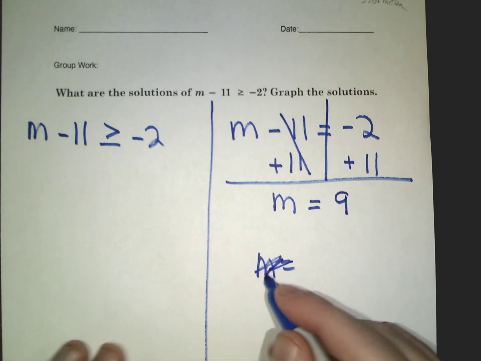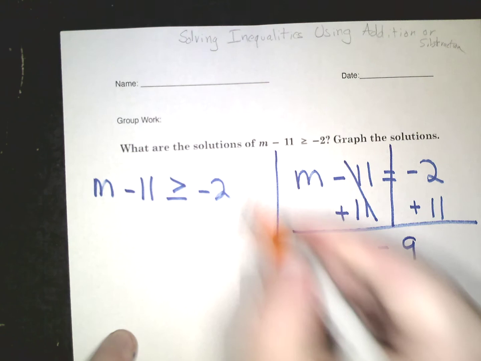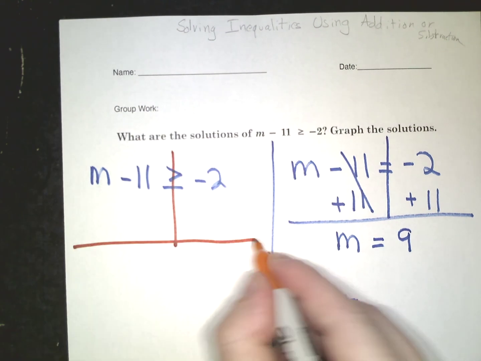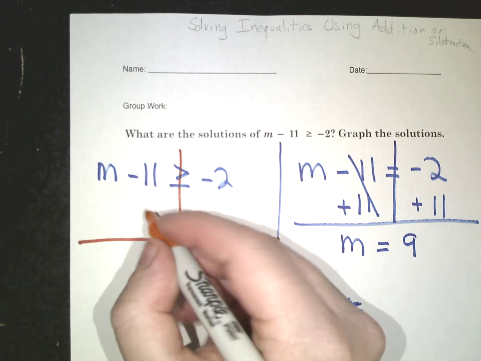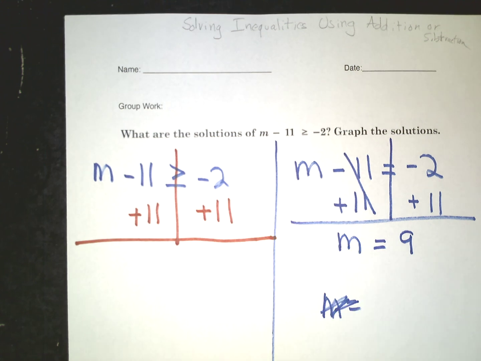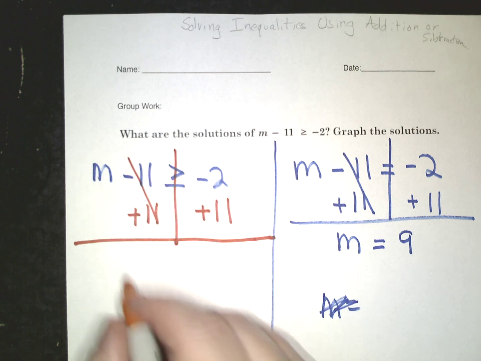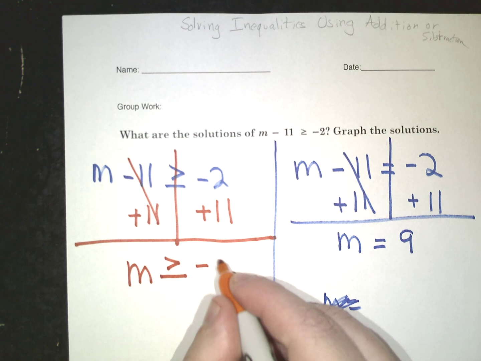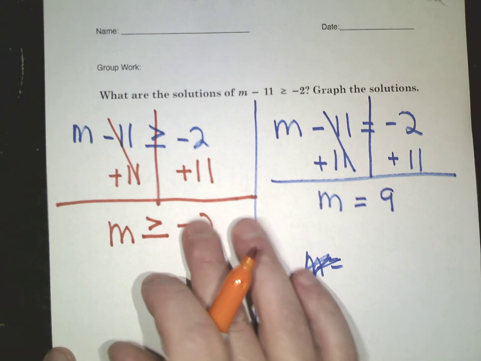That's all I wanted. Now I'm going to move over here, and it's the same exact idea. Instead of drawing the line through the equal sign, I draw it through the inequality. I have to isolate this m, so I add 11 here and add 11 here. This again goes to 0. Now I have m is greater than or equal to negative 2. That's it.